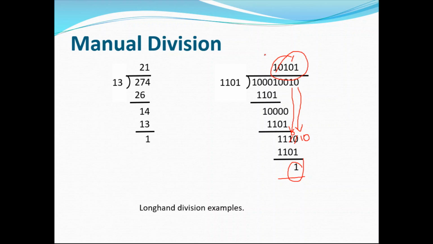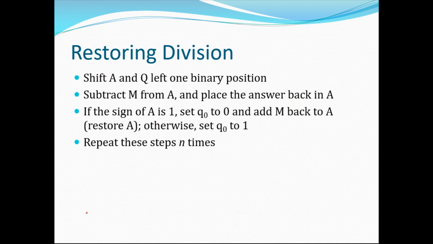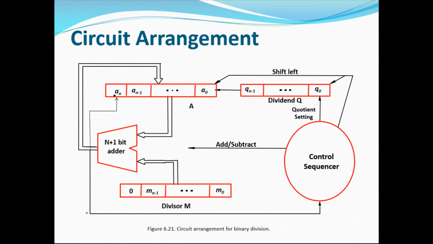If you see 8421 code, this one is in the 16 position, this one is in the 4th position, and this is in the first, as per 8421 code. So 16 plus 4 is 20, 20 plus 1 is 21, right? So this is how it is done manually. Okay, fine. Now how will it be done through a circuit arrangement?